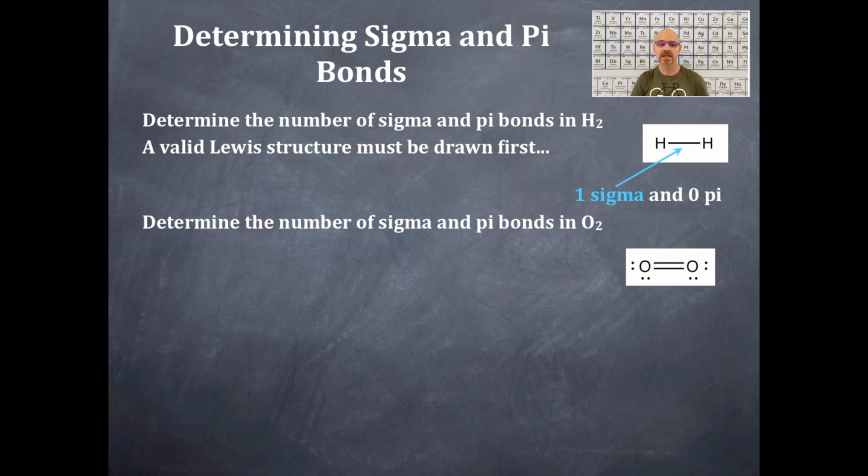All right, so the next one here is we're going to determine the number of sigma and the number of pi bonds in the molecule of oxygen. The first thing that we have to do for each one of these is draw the Lewis dot structure. And here is the Lewis dot structure for oxygen. So oxygen has a double bond. So how many sigma, how many pi? You first have to have a sigma first, and then since there's a double bond, you have a single pi. So you should see that there's one sigma and one pi.